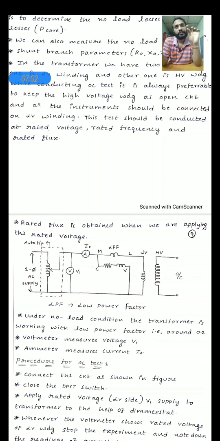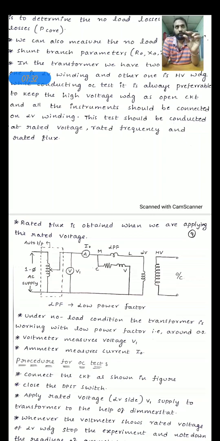But in the objectives we discussed, the main objective of this test is to measure the complete iron losses of the transformer, not a fraction of the iron losses and not a fraction of the core losses. So we strictly mention that we have to measure the complete iron losses of the transformer, right?